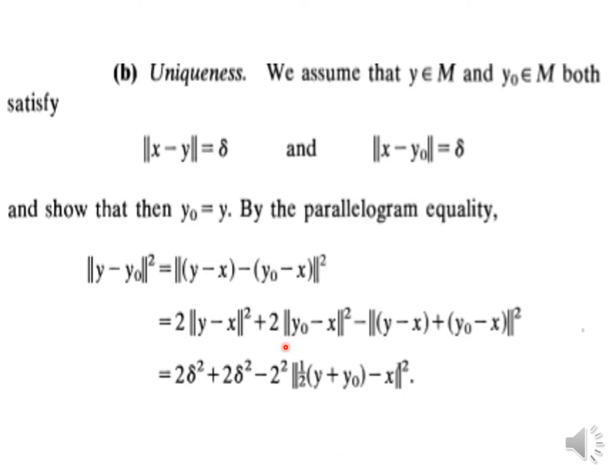So existence is clear. Now the second part: we show the uniqueness of the theorem. We assume that y and y naught both belong to M and both satisfy the condition. Uniqueness means y and y naught are equal. The norm of x minus y is equal to delta, and the norm of x minus y naught is equal to delta, and we show that then y naught equals y.